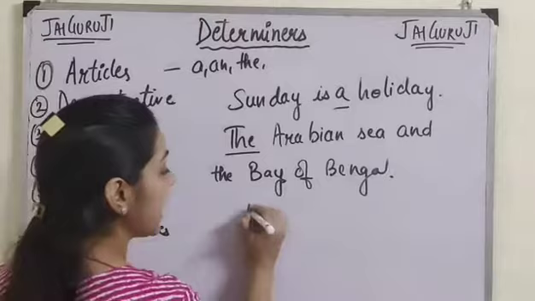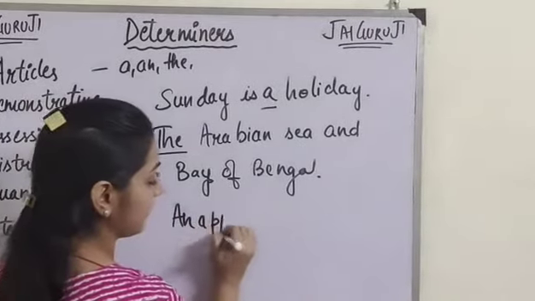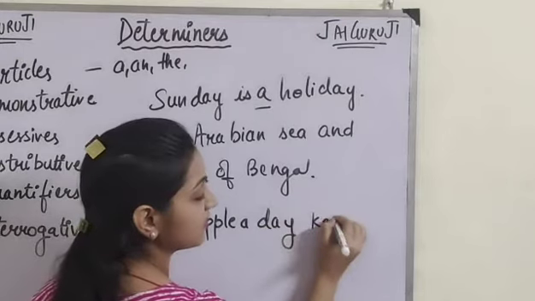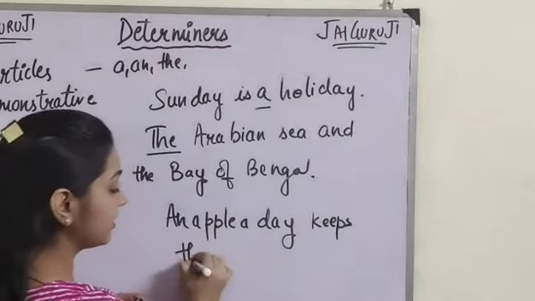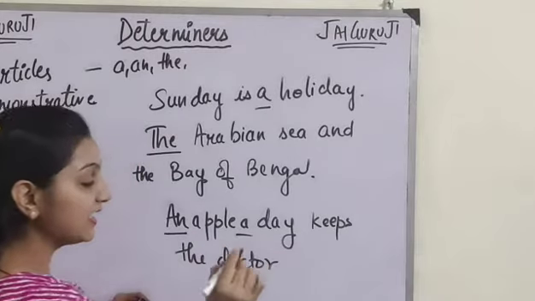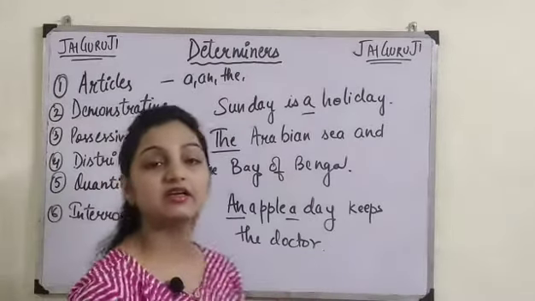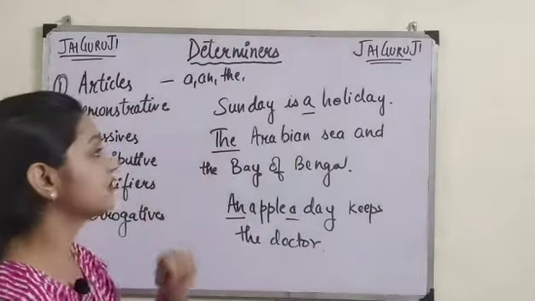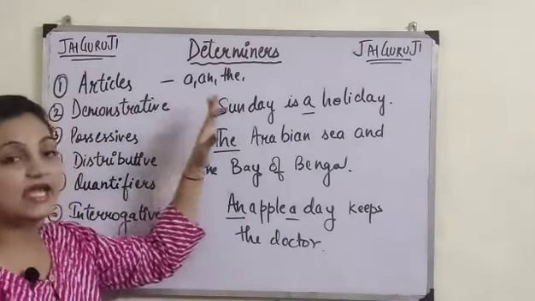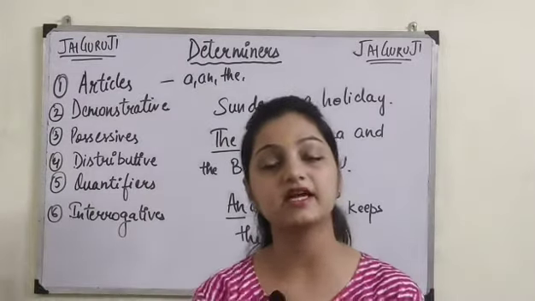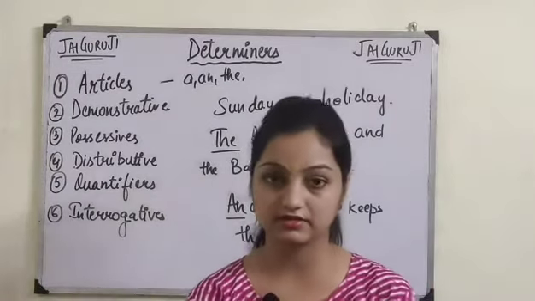If I'll say an apple a day keeps the doctor away, here an and a, they both are the article determiners. Article determiners means articles are a and the. Whenever we are using them in a sentence, they are used as determiners.